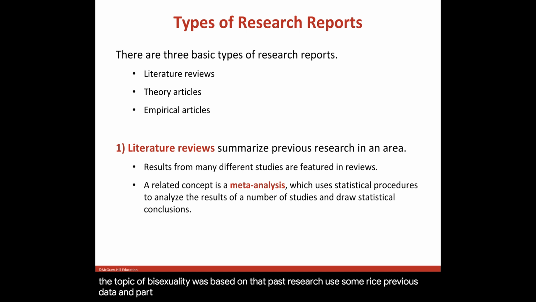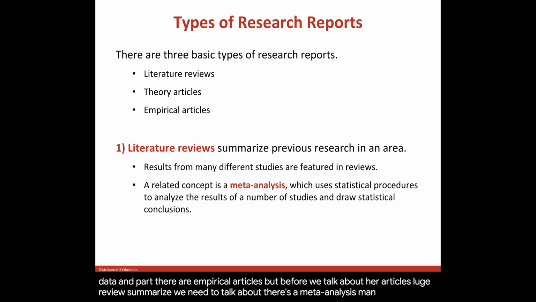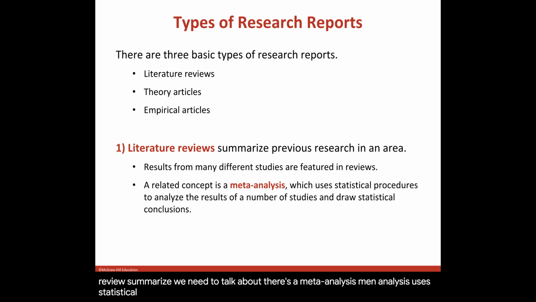And lastly, there are empirical articles. But before we talk about empirical articles, we need to talk about how there's meta-analysis. Meta-analysis uses statistical procedures to analyze results of a number of studies and draw statistical conclusions. So basically, in short, meta-analysis researchers attempt to determine if a research finding is the same across multiple studies.